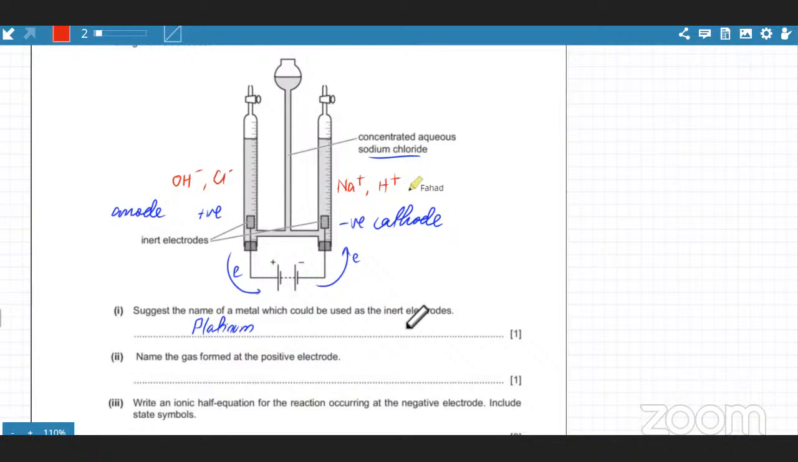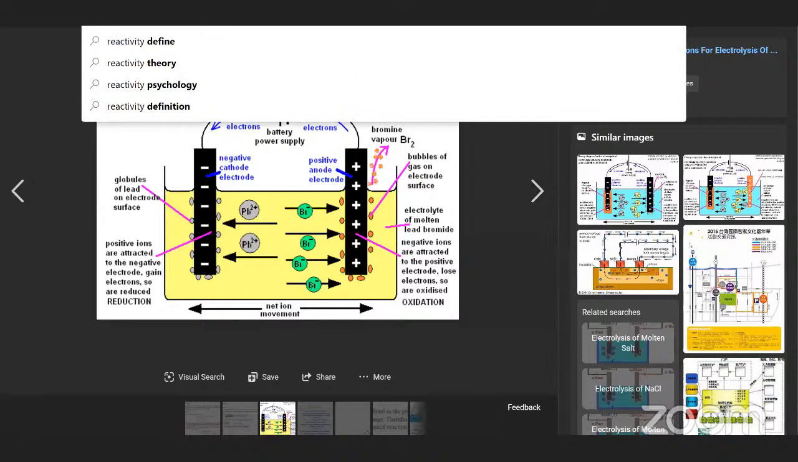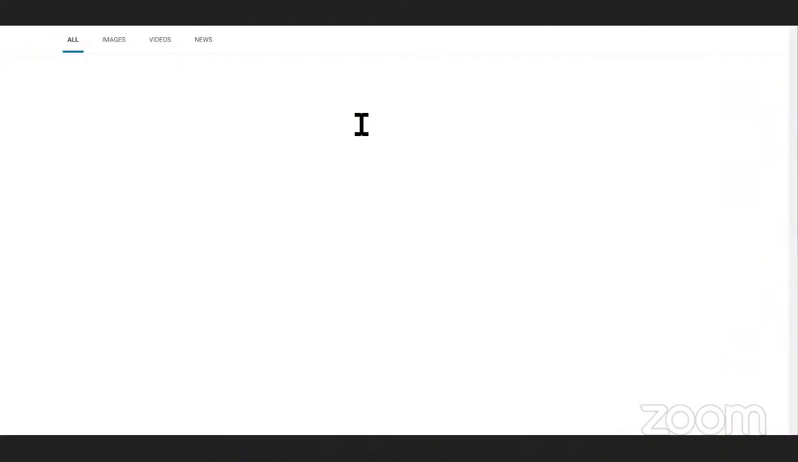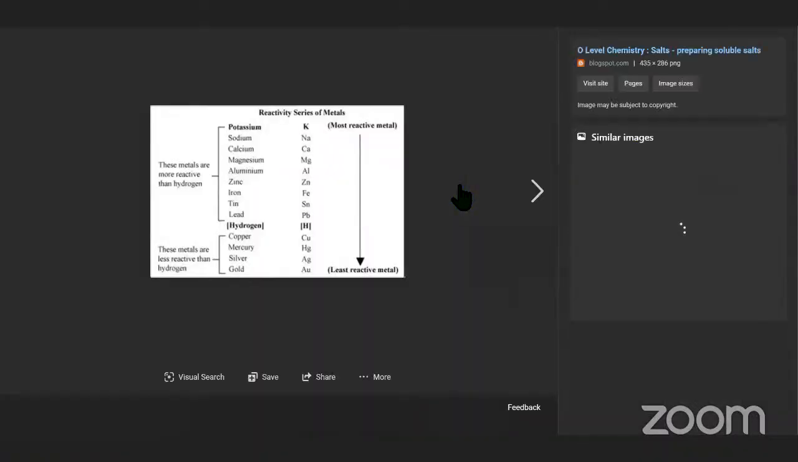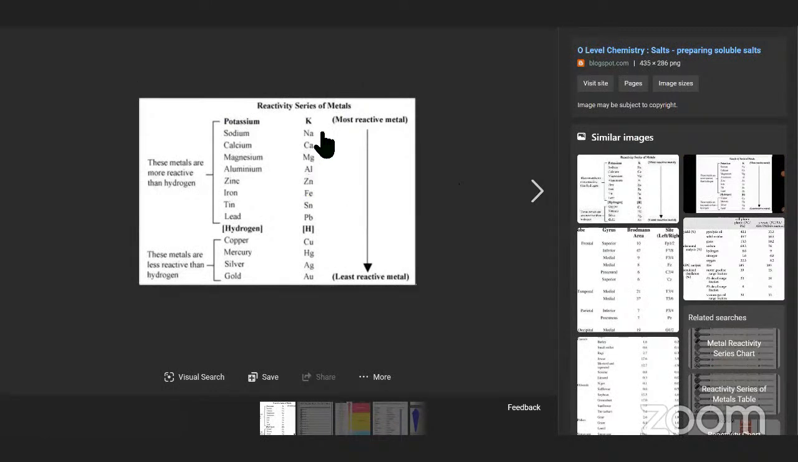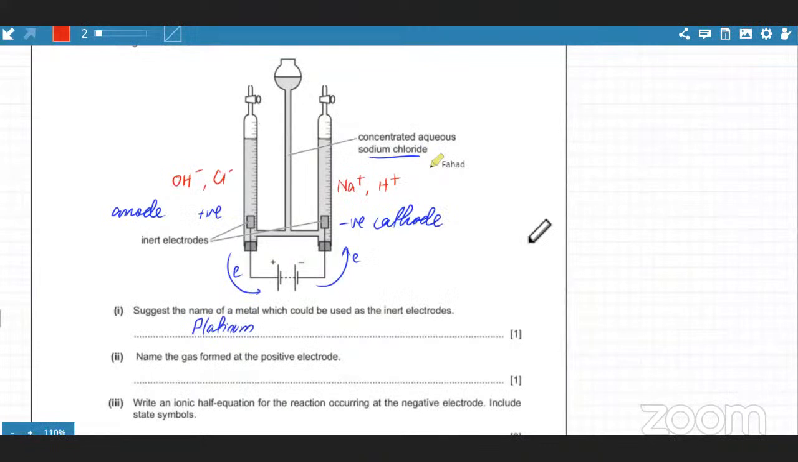What happens over here is based on the reactivity series. If you remember the reactivity series, I can also Google that just quickly. Let's bring in the reactivity series. So here's your reactivity series. Look at Na. Na is right at the top. Look at hydrogen, that's at the bottom over here. So Na is at the top, hydrogen is at the bottom. In electrolysis, the rule is that the ones that are lower down in the reactivity series end up gaining electrons. The unreactive ones end up gaining electrons.